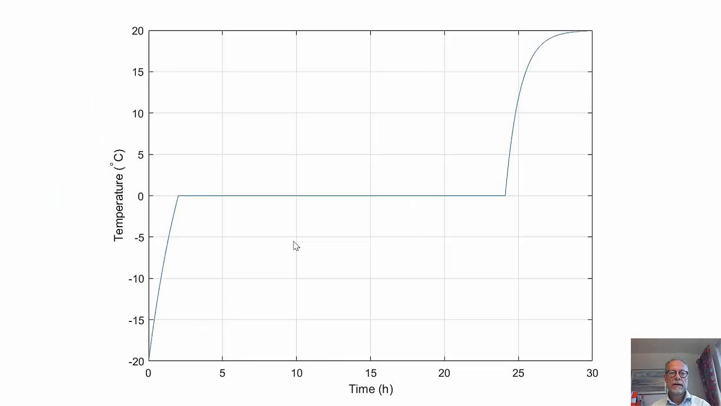And here is a diagram for the whole period. We start at minus 20 degrees. We have an exponential increase here, trying to reach 20 degrees, but it stops at 0 when the ice starts melting, and we have these 22 hours of melting, and then another 5-6 hours before it roughly reaches the ambient temperature.